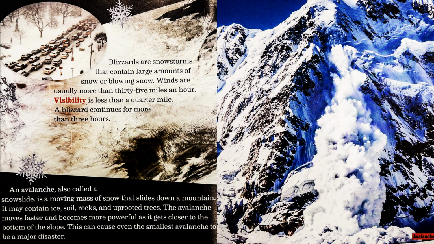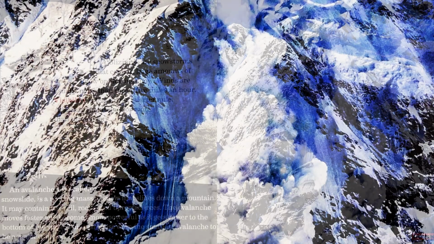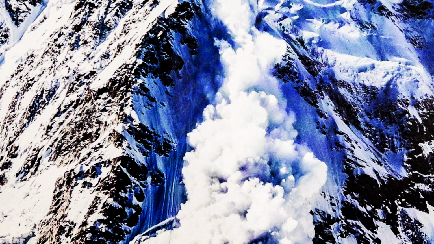An avalanche, also called a snowslide, is a moving mass of snow that slides down a mountain. It may contain ice, soil, rocks, and uprooted trees. The avalanche moves faster and becomes more powerful as it gets closer to the bottom of the slope. This can cause even the smallest avalanche to be a major disaster.